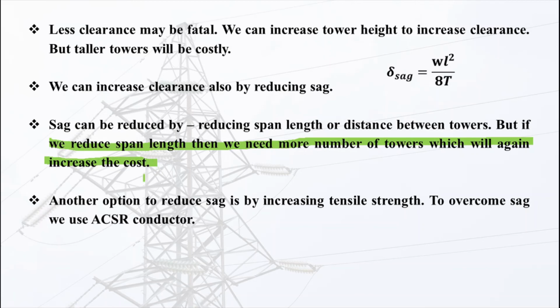Another option to reduce sag is by increasing the tensile strength. We can see that sag is inversely proportional to tensile strength. So when tensile strength increases, sag will automatically decrease.